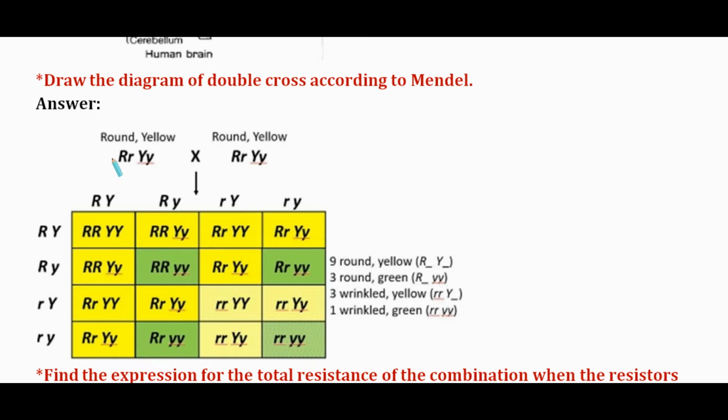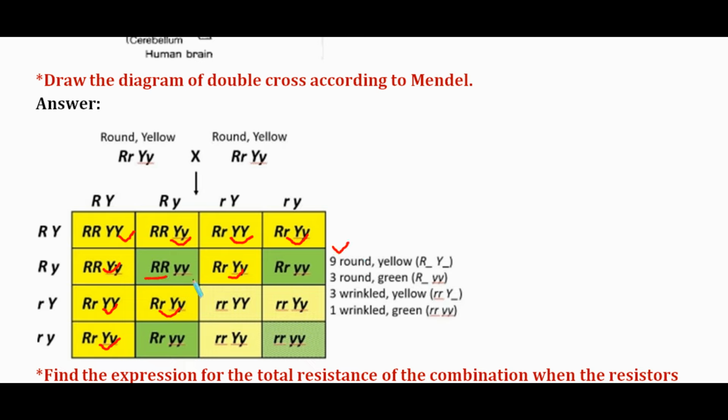Capital R, round shape, is dominant, and capital Y, yellow color, is dominant. So the phenotype of round and yellow is this: round yellow, round yellow, round yellow, because capital R represents round and capital Y represents yellow. This is round and yellow, round and yellow, and so on. The total number is 9.